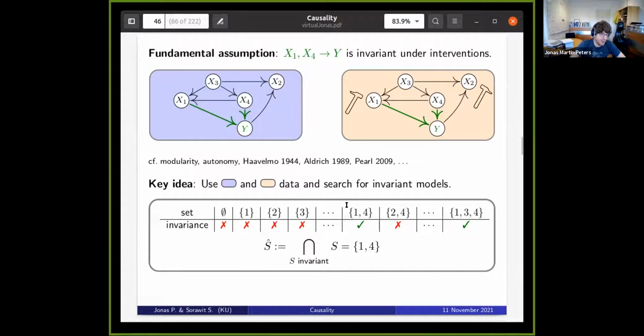However, if you regress y on x1 and x4, then you are going to see, aha, indeed, this is invariant. So this is a candidate for our causal set. And the same, for example, if you regress y on x1, x3, x4, so this is also an invariant set. So this is also a candidate for our causal parents of y.